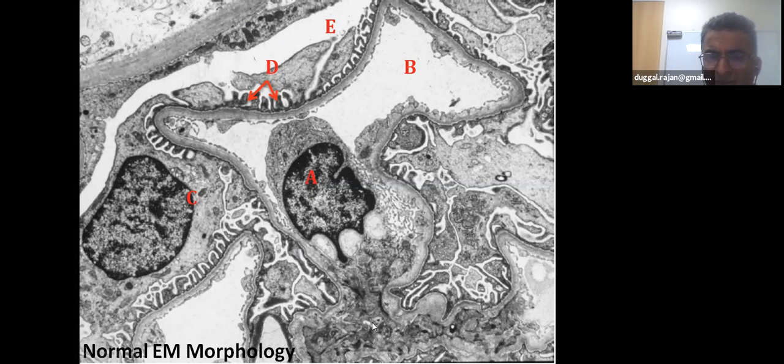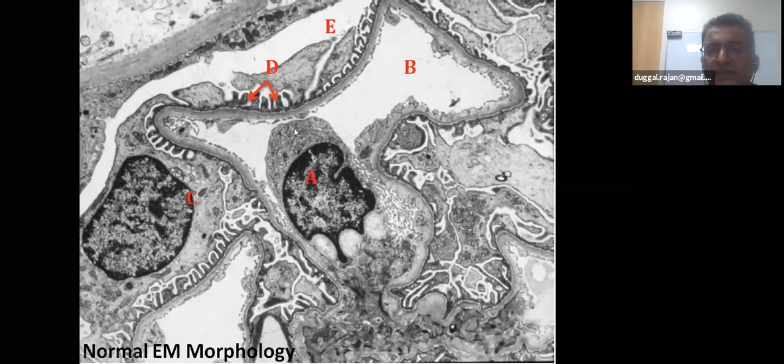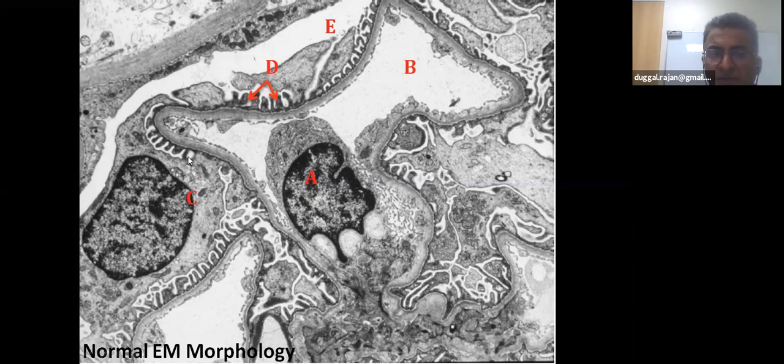And this area is the mesangial area. So this is the inside area of the capillary loop. You can see these are endothelial cells, and if you look outside the capillary loops, these are foot processes. You can see absolutely preserved foot processes here. Okay, D highlights the foot processes, E highlights the urinary space, B is the endocapillary space. So inside the capillary loop, A is the endothelial cell, and what is C? C is outside the capillary loop. So this is the podocyte nucleus.